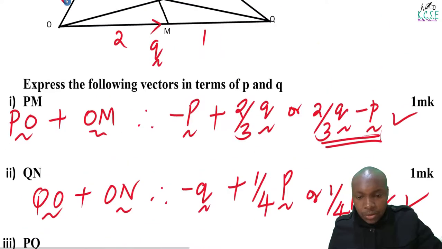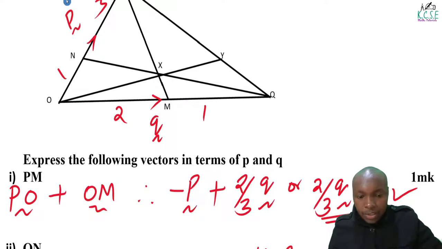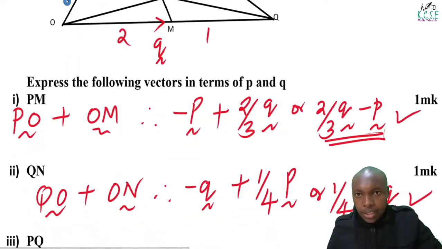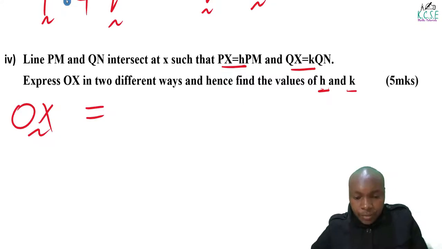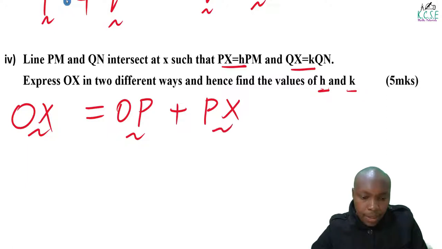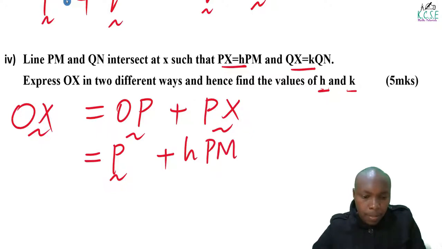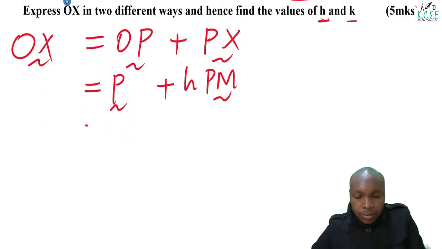So OX, let's go to the diagram. OX, and I must use PX. So the route I should follow in order to use PX is OP plus PX. So that is the first way, and you can see I've utilized PX. So OP is P, then PX is given by scalar H PM. Then we can finish this up.